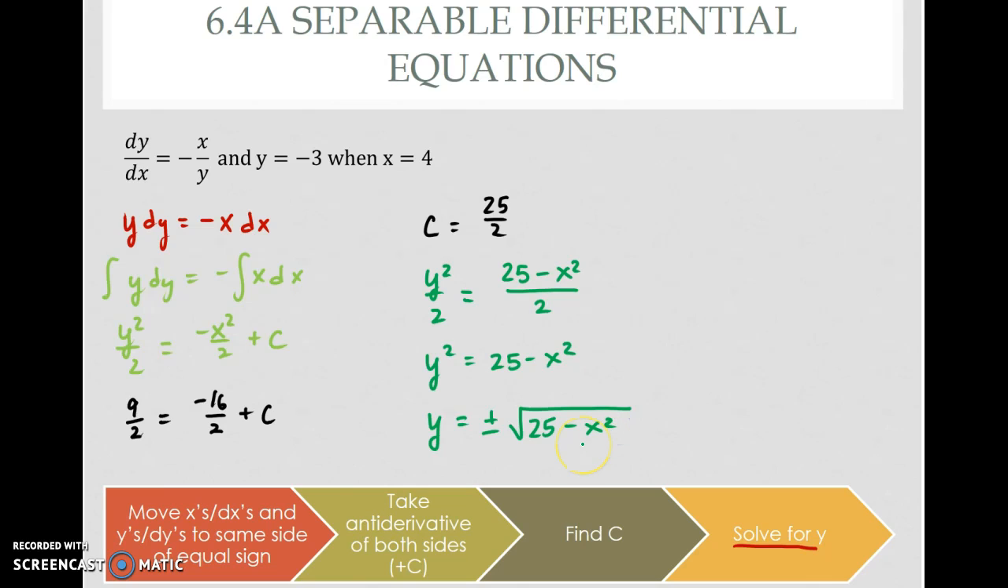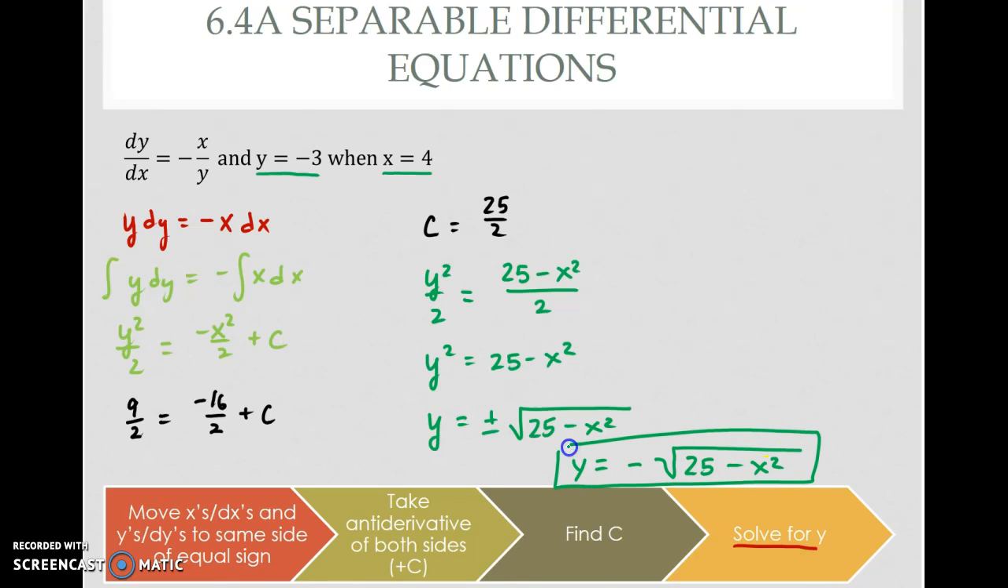Hey, that's a semicircle. But I need to decide whether I would use the top half or the bottom half of the semicircle. And since y is equal to negative 3 when x is equal to 4, it's going to be the bottom half of the semicircle. So it's going to be y is equal to negative square root of 25 minus x squared. You have to make sure that your answer is a function and that your initial condition is on your function.